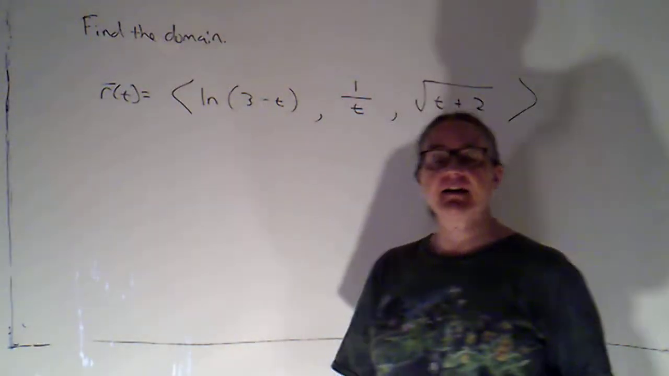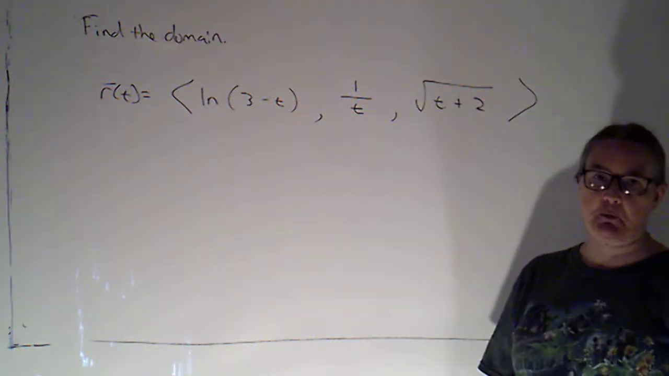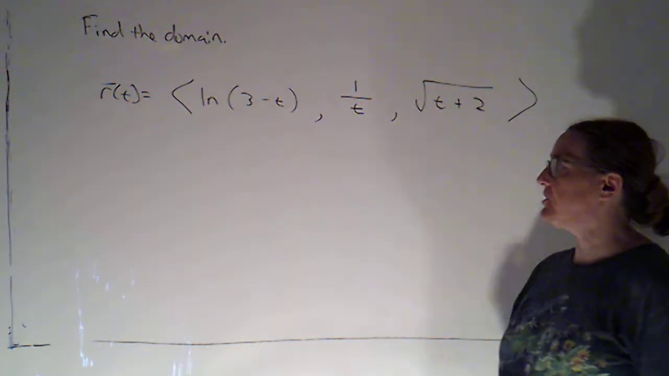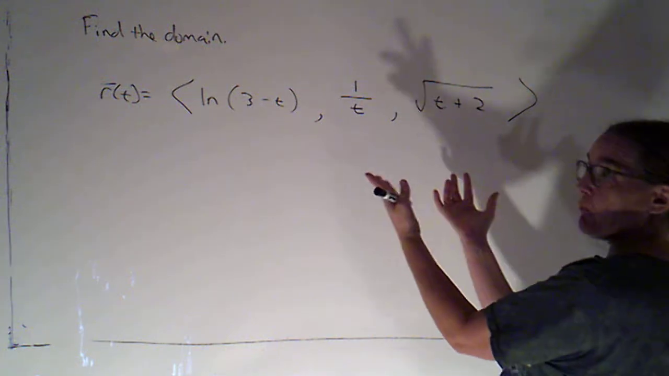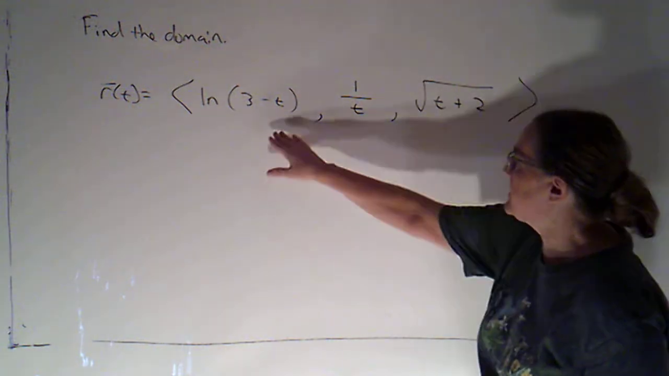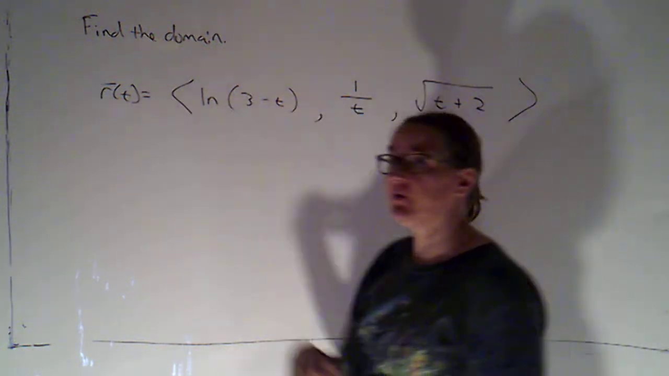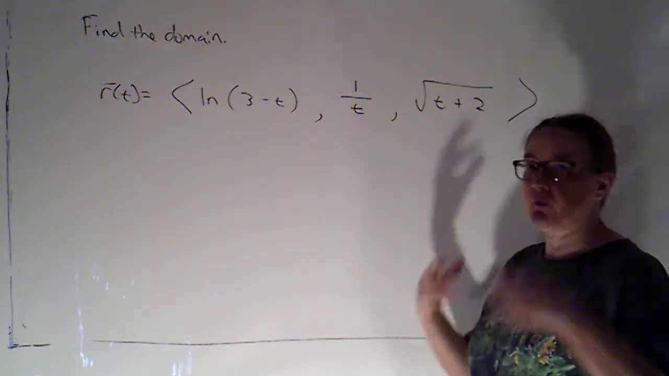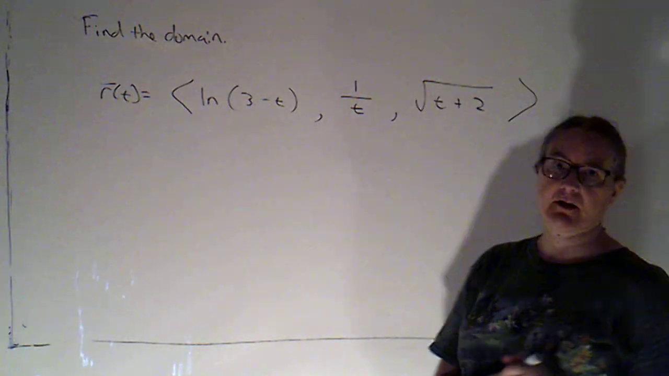The domain of a function, unless otherwise specified, is understood to be the natural domain. And the natural domain is just everything that you're allowed to plug in. So in this case, since we're plugging in t, that's our input, it would be all the values of t for which we can plug it in and we get out a vector.